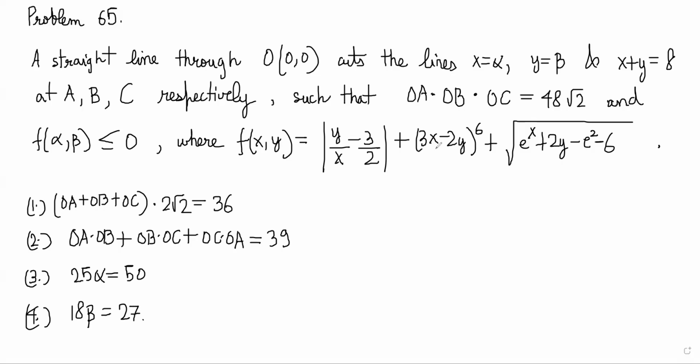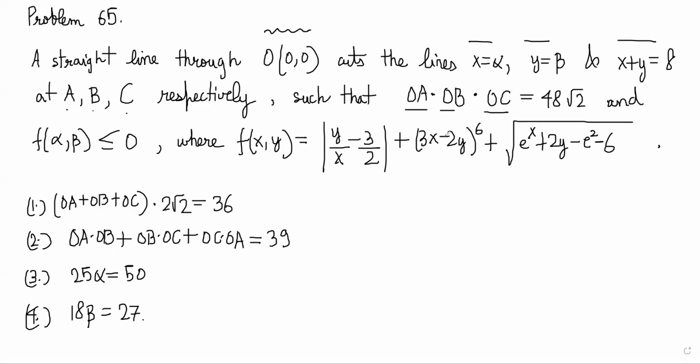So the question looks a little weird. There is a straight line that cuts three given lines, where alpha and beta are unknown, at 3 points A, B, and C, such that the OA, OB, OC product is given. As soon as you see this, notice that OA is the distance of A from the origin, OB is the distance of B from the origin, and OC is the distance of C from the origin. They are giving us three distances, and the product is given.